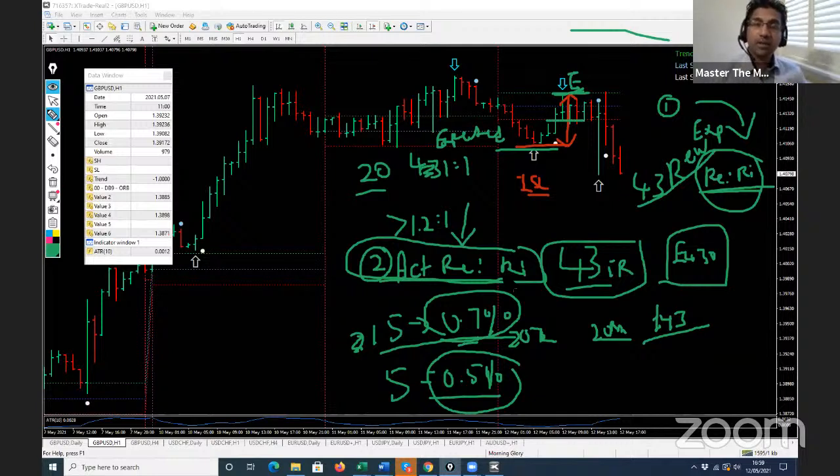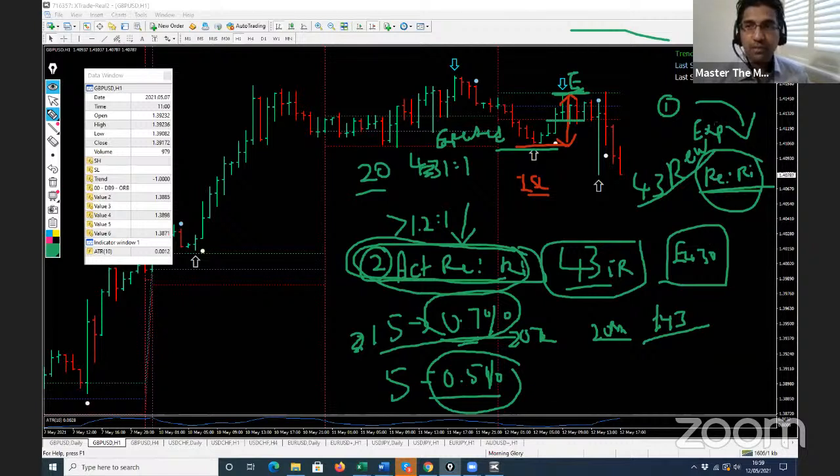So you see the conventional myth of expected reward to risk ratio: if the strategy is only 1-to-1 or 0.5-to-1, I'm not going to do such strategies. You shouldn't think like that. What you should be really looking for is your actual reward to risk ratio. How is it performing in real time? And what kind of gauge is it giving from historical testing?